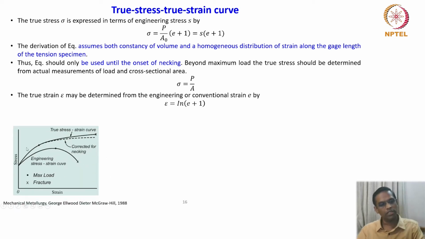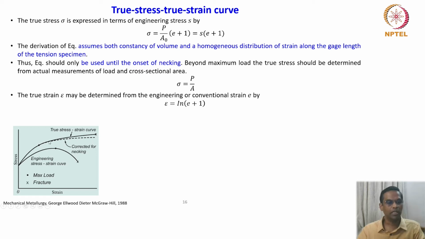What is shown in this schematic is the engineering stress strain curve together with the true stress strain curve. The maximum load is correspondingly shown here in the true stress strain curve. This is the fracture and this is the maximum load. Since the true stress is defined by the load divided by the instantaneous area, as necking takes place, the cross-sectional area keeps coming down, so the stress keeps increasing until fracture.